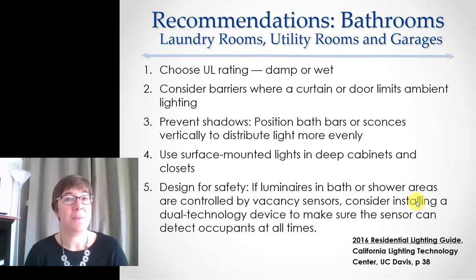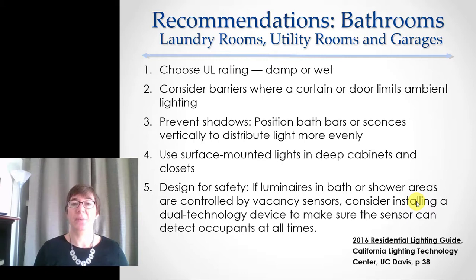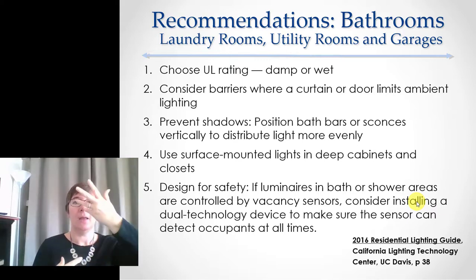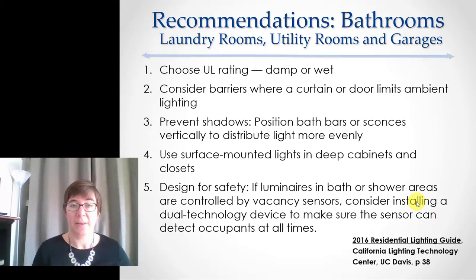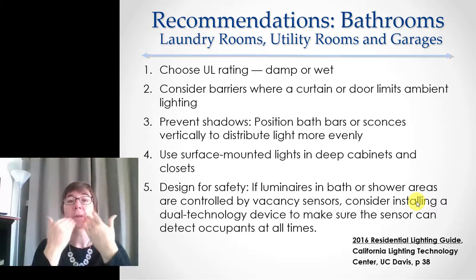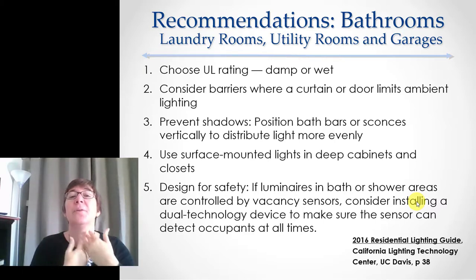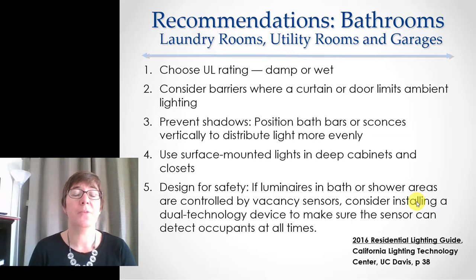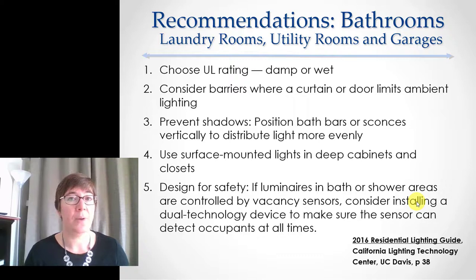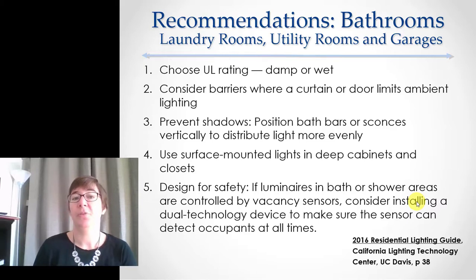Next, especially in a bathroom area, you want to prevent shadows, and we're talking about the grooming function here. If you only have one light and it's a down light, you can get shadows under your nose and maybe your cheekbones and under your chin, and it's hard to perform those grooming functions. So bath bars, that's one way to distribute light more evenly. Those are kind of vertical fixtures that go to either side of your mirrors. Or wall sconces in general will distribute light more evenly.